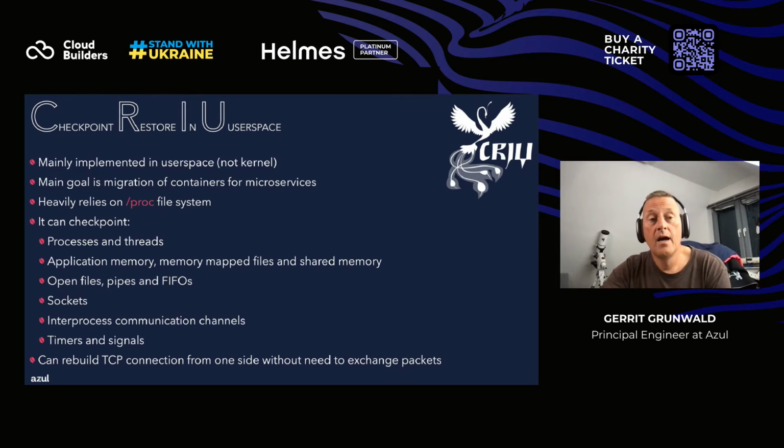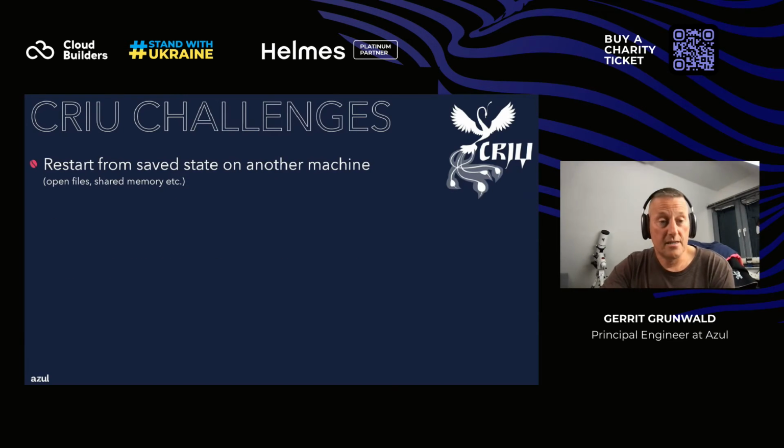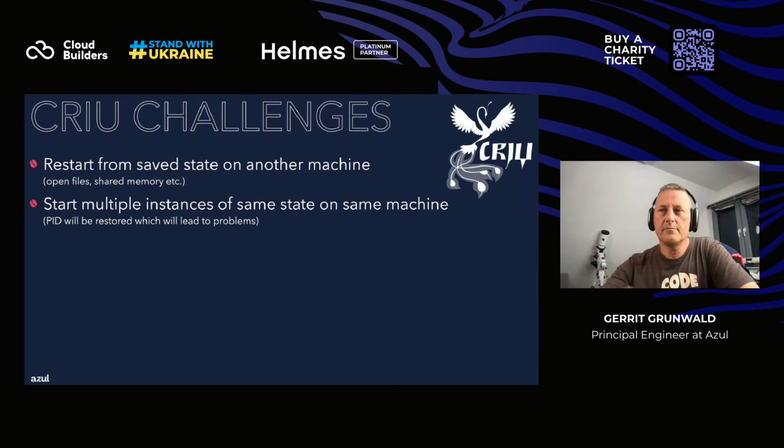It's very fascinating. It also comes with some challenges. You can imagine restarting from a saved state on another machine is not that easy. That means I create a checkpoint here, then transfer it to another machine and try to restore it there. This is tricky, not so easy. Another thing would be starting the same instance multiple times on the same machine. It's also possible, but it's a hack because the PID of the process will also be restored, and this is only possible once on a machine because it's unique. So that leads to problems.